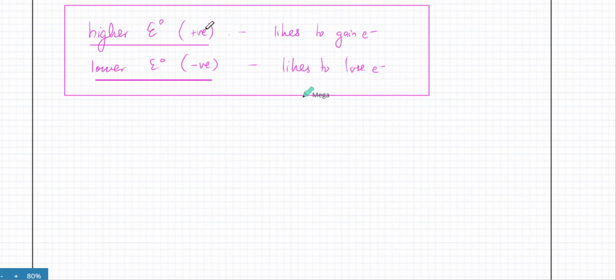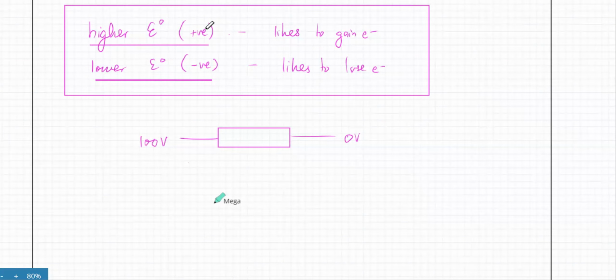For example, if I have a resistor, potential at a point is completely meaningless. So if I have a resistor and there's 0 volts over here, there's 100 volts over here. Can anyone tell me what's the potential difference on the resistor? 100 volts. And if I have 900 volts over here, and I've got 1000 volts over here, what's the potential difference on the resistor? 100 again. Okay, so it's 100 again.